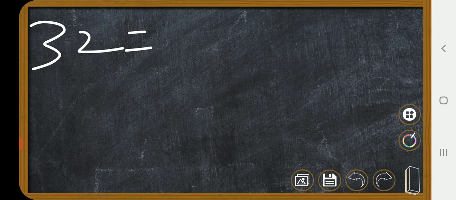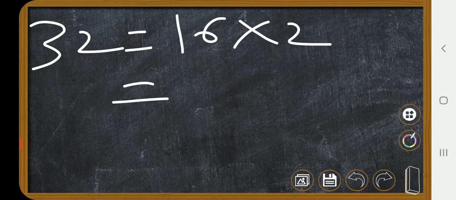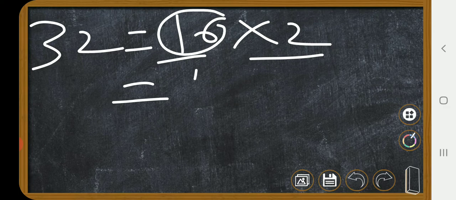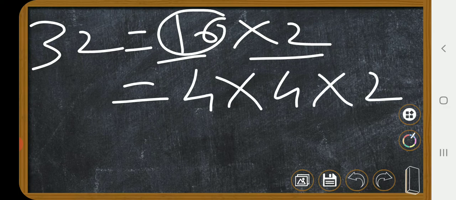Okay, in horizontal arrangement, how will you solve 32? Tell me, in which table is it there? 15 2s are 30, 16 2s are 32. Okay, 16 2s are 32. Now how will you write 16? I'll write it this way. 4 multiplied by 4, and this 2. 4 4s are 16, 16 2s are 32.